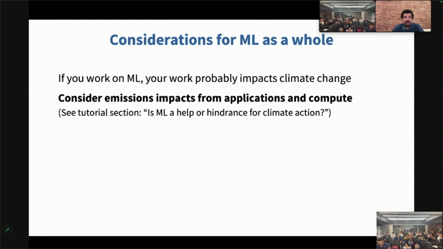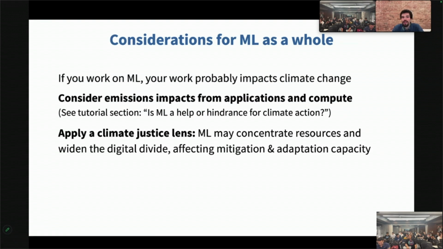We already talked about the emissions impact from computation. You can also think about how machine learning may concentrate resources among already powerful entities and potentially widen the digital divide. Divide between different sets of stakeholders, having power and not having power.